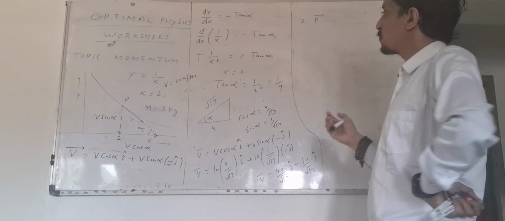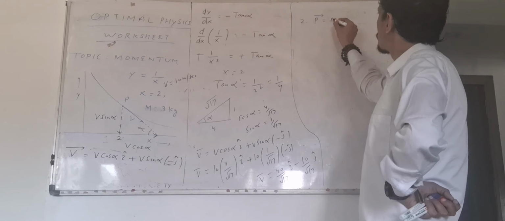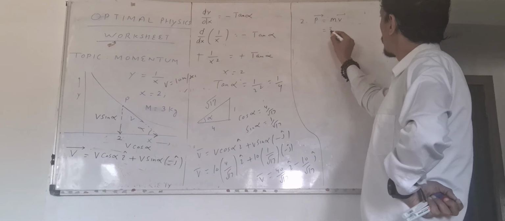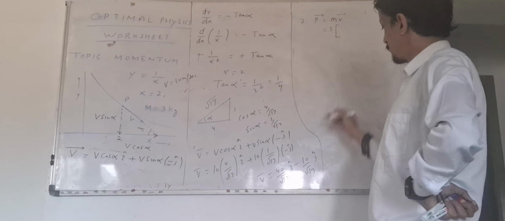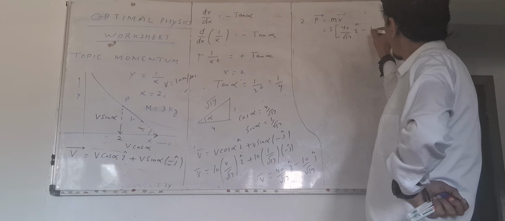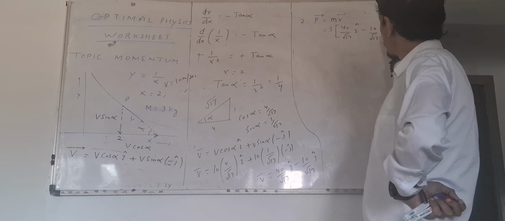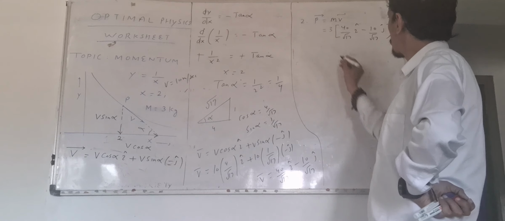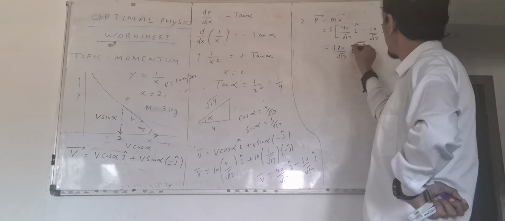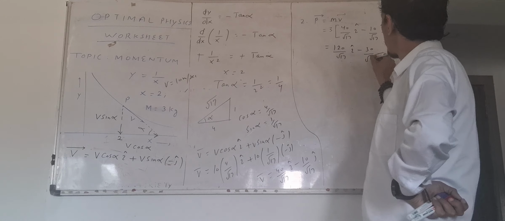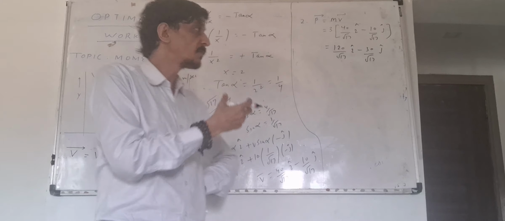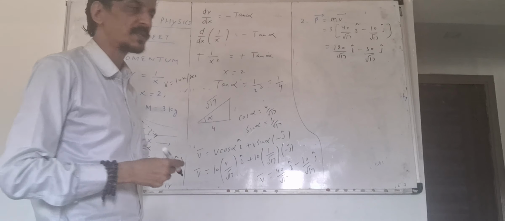Now the next task is to find momentum. So we know that momentum is equal to mass into velocity. Mass here is given to be 3 kg and velocity we have calculated as 40 by root 17 i cap minus 10 by root 17 j cap. So on solving this we have 120 by root 17 i cap minus 30 by root 17 j cap. So this is going to be the momentum of the particle at this particular velocity.